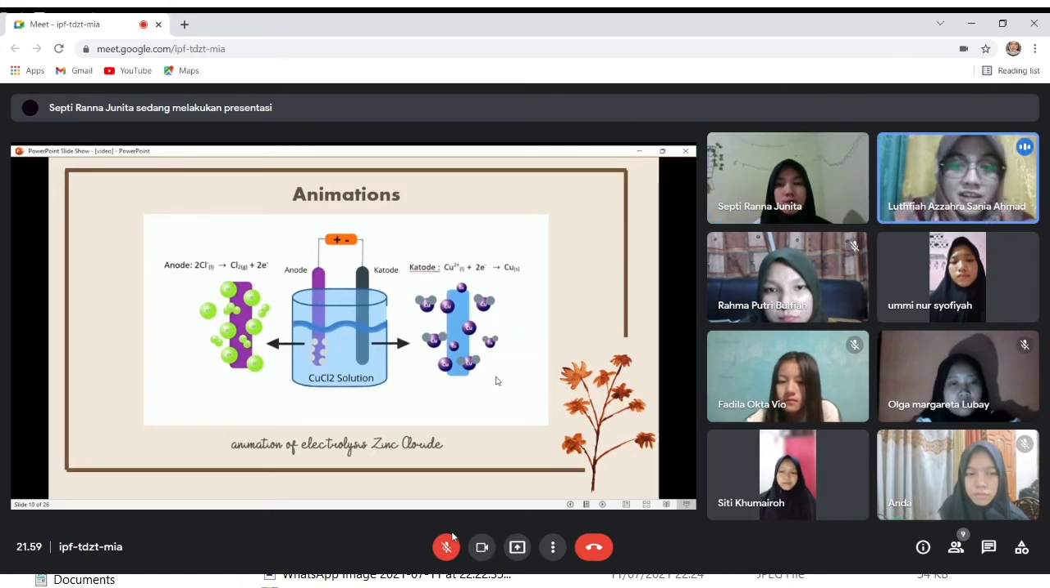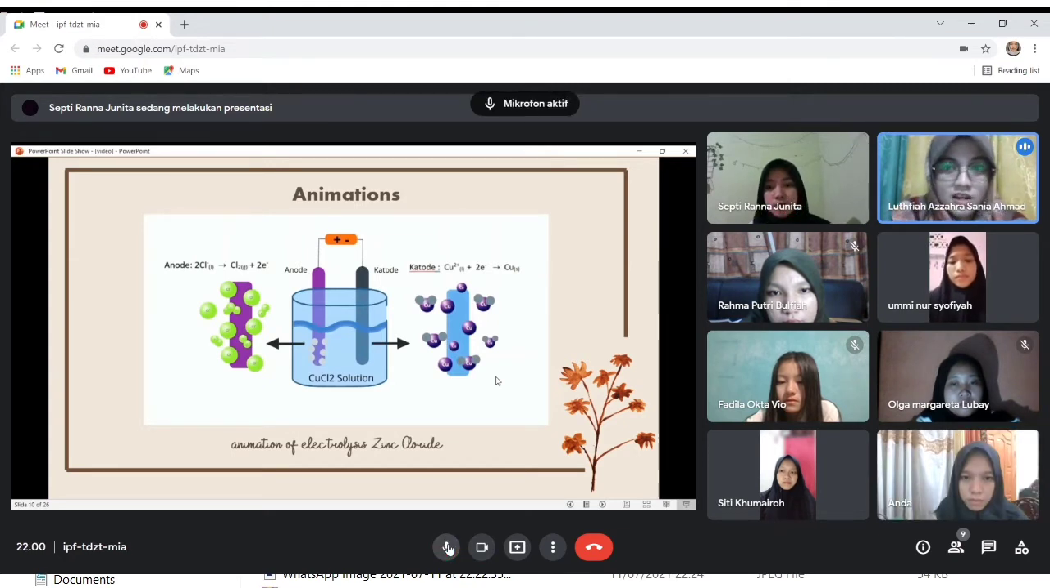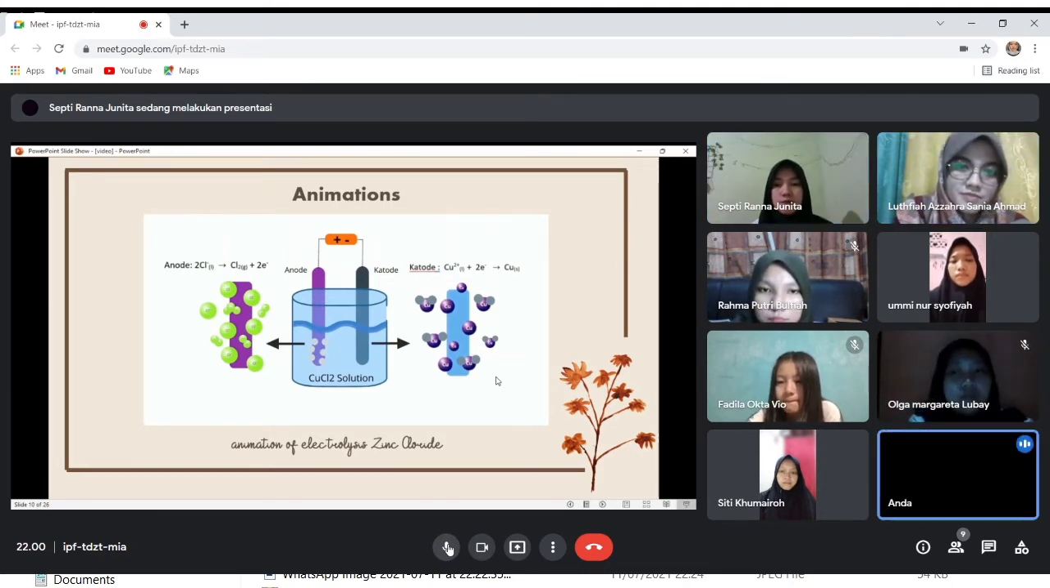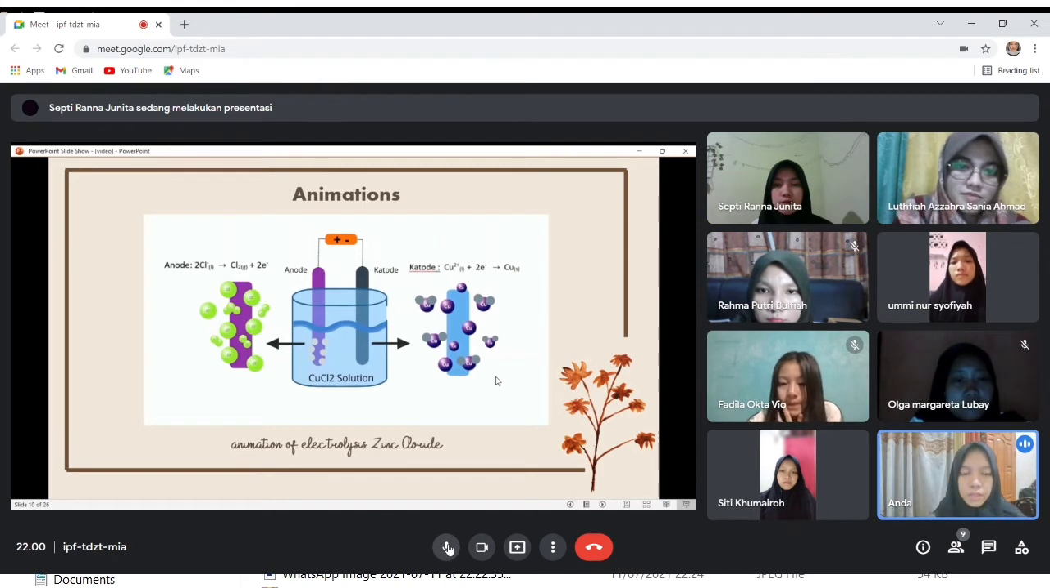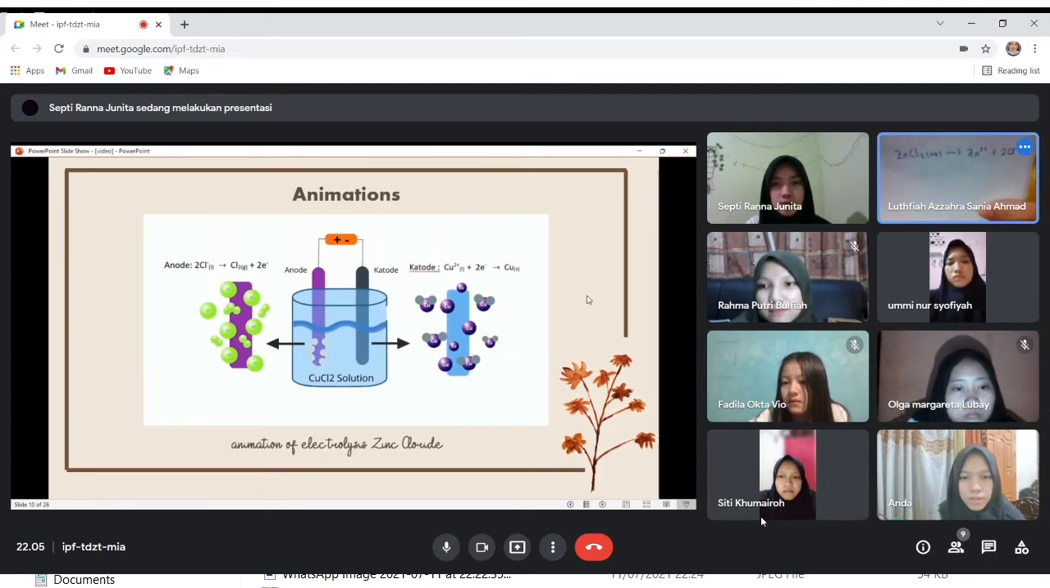Based on the animation, what is the electrolyte type of the electrolysis cells? Zinc chloride, Miss. If zinc chloride dissolves in water, what ions are present in the solution? Zinc ions and chloride ions, Miss. That's right. The ionization reaction will be like this, isn't it? Yes, Miss. All right, Miss.